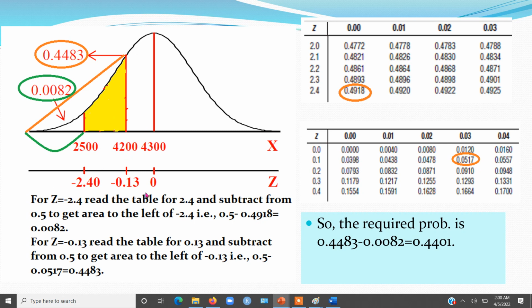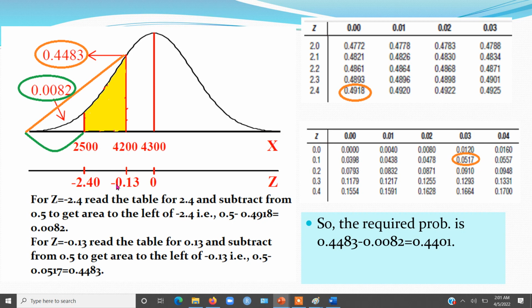Since both the z values are negative, as I said, the table is not available for the negative value. So for example, if I want to compute the value for minus 2.40, I'm going to read the table for 2.40 and subtract it from 0.5, which will give me area towards the left of minus 2.40. You can see against 2.40 the required area is 0.4918. If I subtract it from 0.5, it gives me 0.0082, which is area towards the left of minus 2.40.